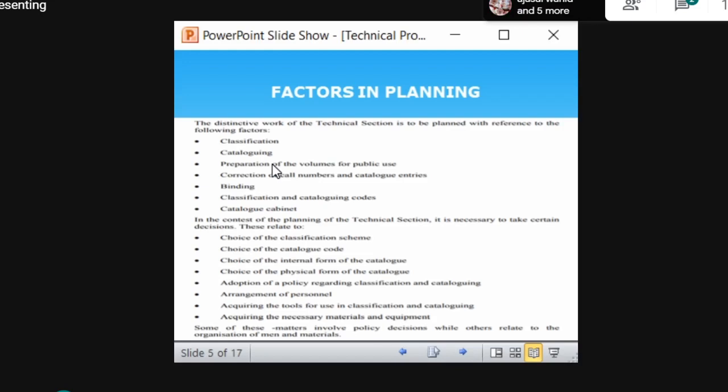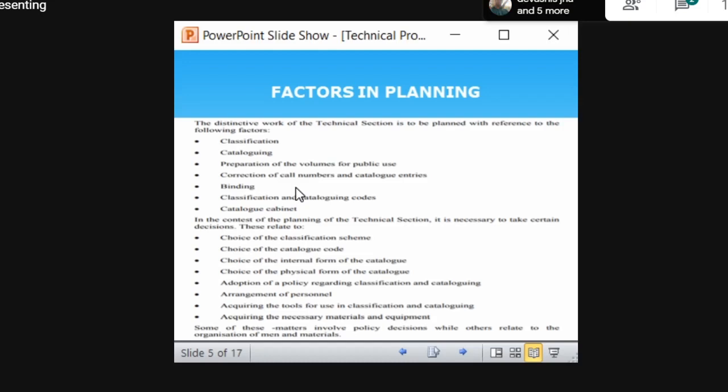I told you technical section is meticulous and minute work. You have to do it with the utmost care, so that you should plan it properly, and these are the factors you should consider. So technical section is planned with reference to classification, cataloging, preparation of volumes for public use, correction of call numbers and catalog entries, binding, classification and cataloging codes, catalog cabinet. See what the factors are? Only classification and cataloging in the superficial way, but inside they are doing all this work.